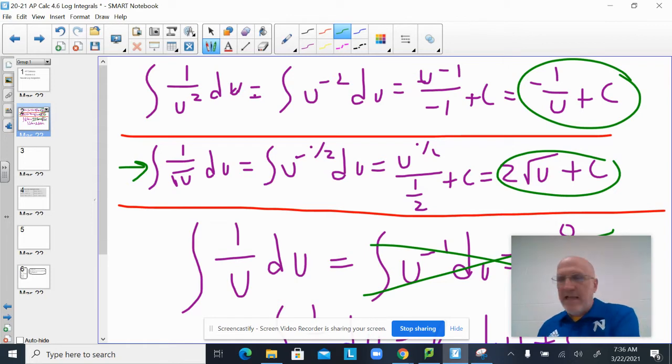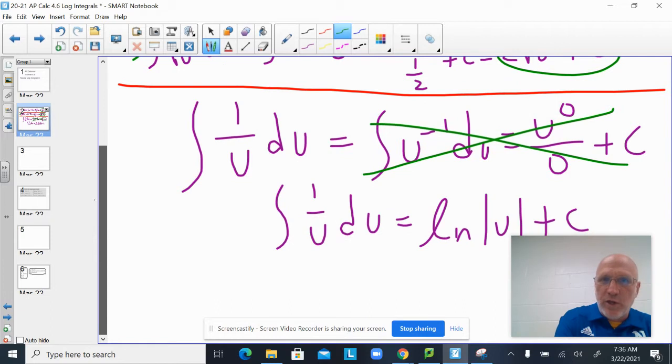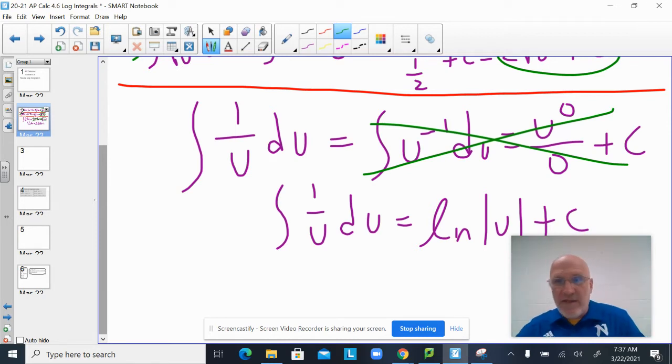And then, as I've already said, you need to be real careful with what if it just says 1 over u. If you're not careful, you'll rewrite, as I did here in the crossed out section, that as u to the negative 1, and then you'll think, oh, I can raise the exponent by 1 and divide by the new exponent. But that ends up as u to the 0th over 0, which doesn't make any sense. So remember, that's the one where we're undoing our natural log derivative.